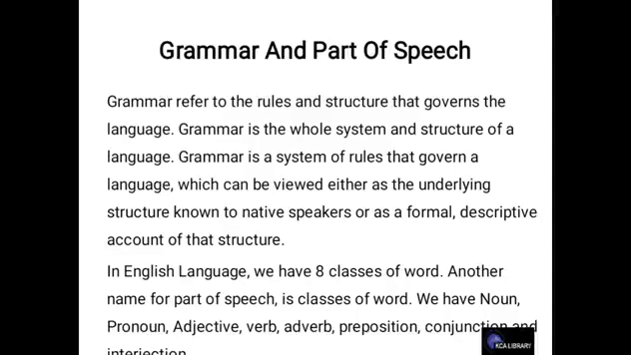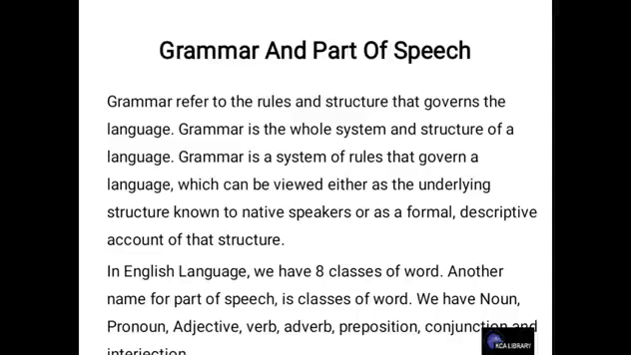So, firstly, the meaning of grammar. Grammar refers to the rules and structure that govern the language. It is safe to say grammar is the whole system and structure of a language. It is a system of rules that govern a language, which can be viewed either as the underlying structure known to native speakers or as a formal, descriptive account of that structure.